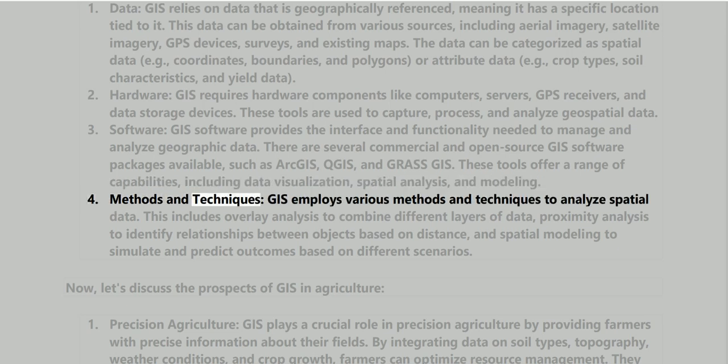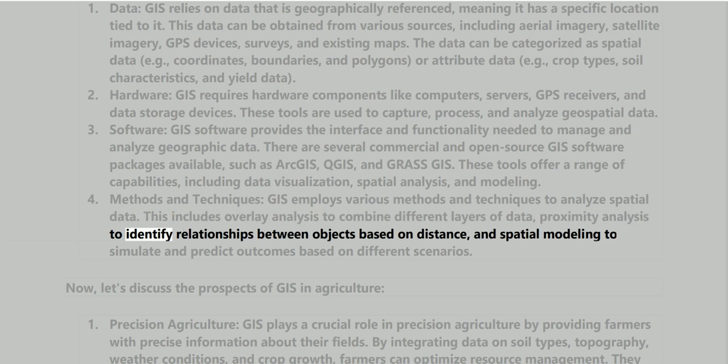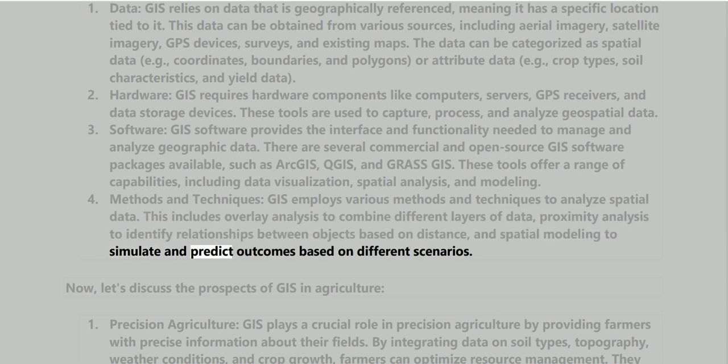4. Methods and techniques. GIS employs various methods and techniques to analyze spatial data. This includes overlay analysis to combine different layers of data, proximity analysis to identify relationships between objects based on distance, and spatial modeling to simulate and predict outcomes based on different scenarios. Now, let's discuss the prospects of GIS in agriculture.